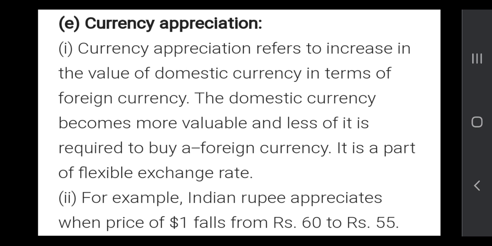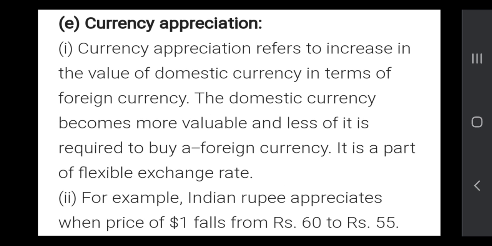Then currency appreciation. Currency appreciation refers to an increase in the value of domestic currency in terms of foreign exchange market. As we discussed revaluation, there is also a difference between revaluation and appreciation. Revaluation means the government increases the value of the currency, but in appreciation there is an increase in the value of domestic currency in terms of foreign currency.